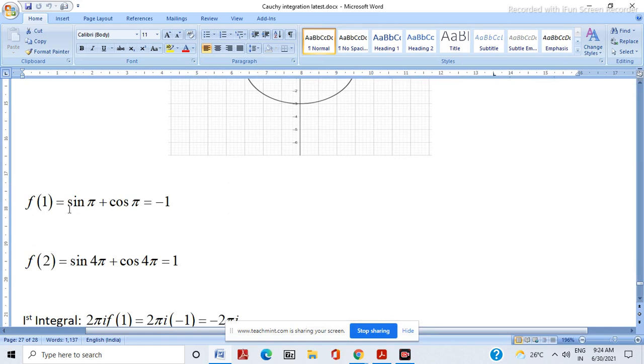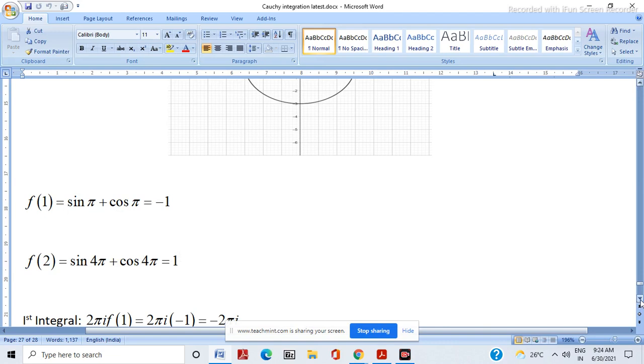Then what do you get? Sin pi z square plus cos pi z square becomes sin pi plus cos pi. Sin pi is 0, but cos pi is minus 1. Next, f of 2 means sin pi z square, that is sin pi into 4, sin 4 pi plus cos 4 pi. Sin 4 pi is 0, cos 4 pi is 1.